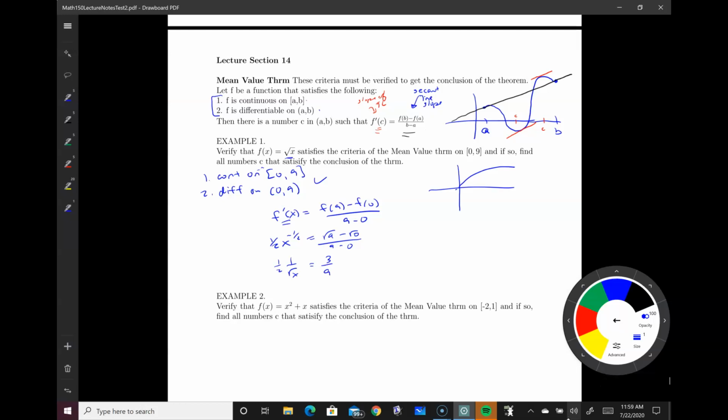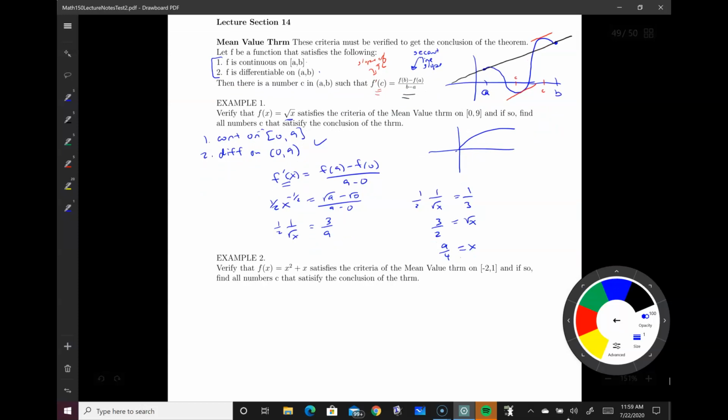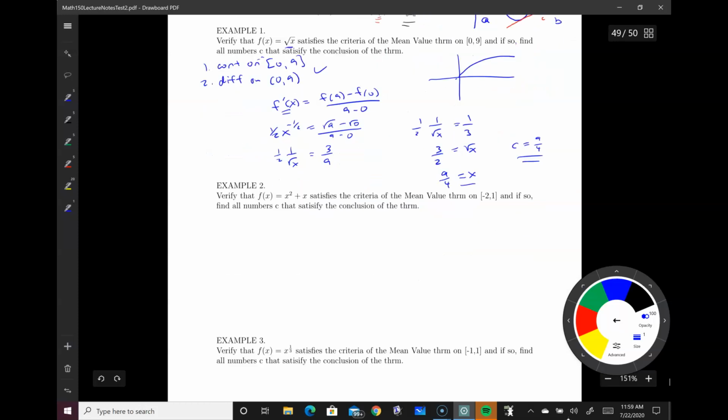Let me do one more step here. So 1/2 times 1 over root x is equal to 1/3. Let me multiply this root x up and then multiply this 3 over here. Now I'm going to square both sides, so I get 9/4 equal to x. That value is in between 0 and 9, so that's the value of C. That's the C value, 9/4, that satisfies the mean value theorem.